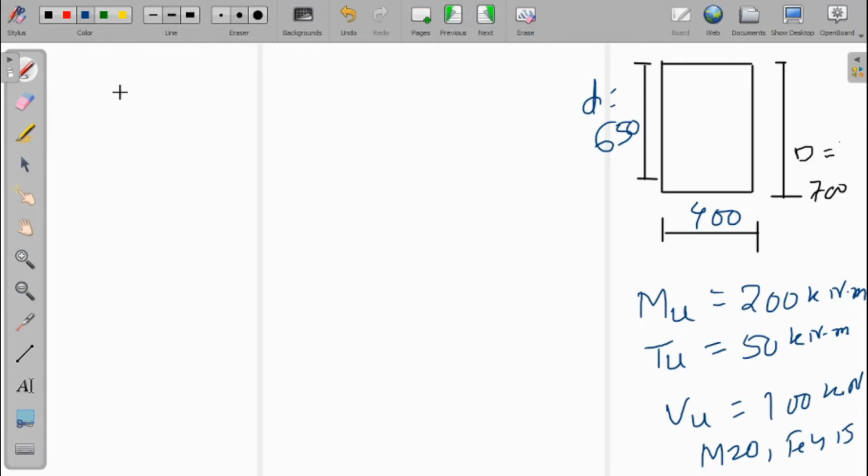We have to check all the requirements. First of all, we have to check what is the equivalent shear. Equivalent shear Ve is equal to Vu plus 1.6 Tu divided by b.